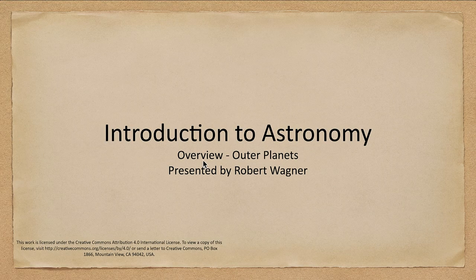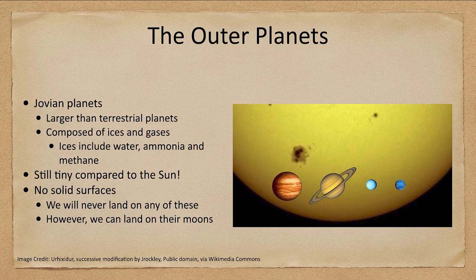In this lecture, we are going to begin our discussion of the outer planets. In previous lectures, we looked at the inner terrestrial type planets, those similar to Earth. Now we're going to look at planets that are very different than our own. So let's look at these in an overview here.